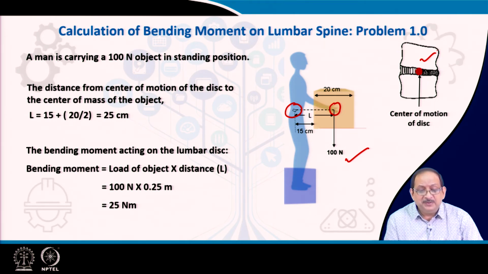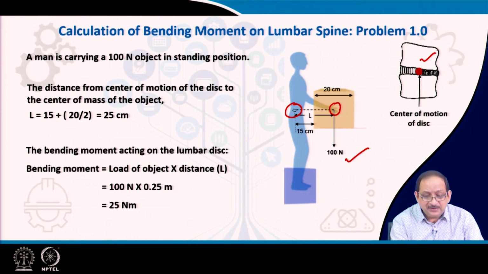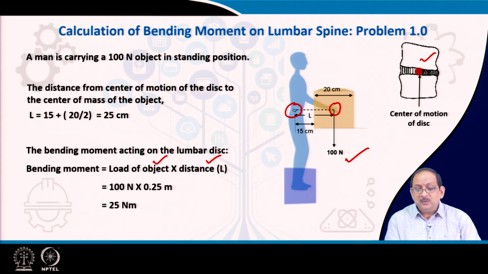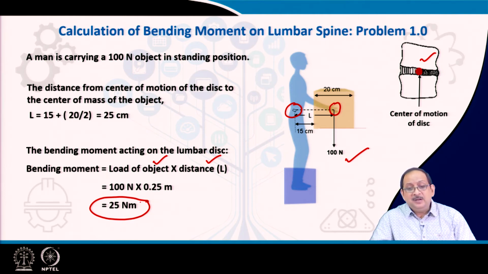Now, the bending moment acting on the lumbar disc is equal to the load of the object and the lever arm, which is given here by L, the distance L. So, if you multiply the load of 100 newtons by the lever arm of 0.25 meters, then we can calculate the bending moment on the lumbar spine.